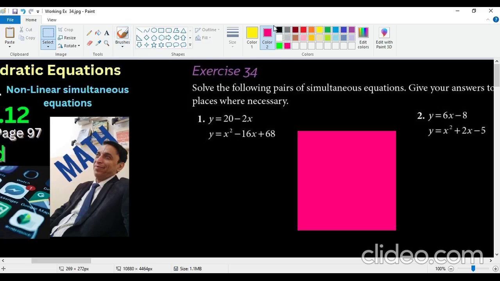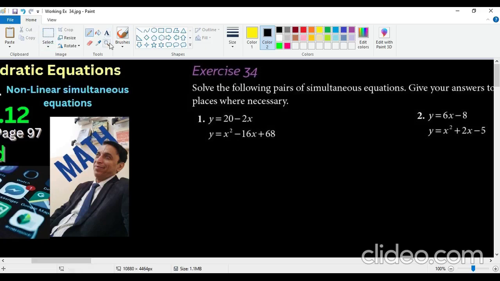First of all, we look at the linear equation, which is y equals 20 minus 2x. Now that we know the value of y is 20 minus 2x, we substitute it in the quadratic equation. That means y equals x squared minus 16x plus 68, and here we just place the value of y, which is 20 minus 2x. So 20 minus 2x equals x squared minus 16x plus 68.